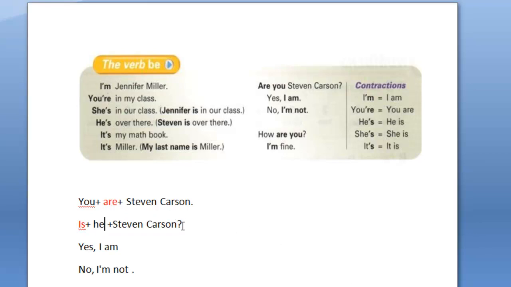Is he Stephen Carson? And in our responses, it's going to be either positive, so I'm going to have to change this for he, and I will include the verb to be for that response. So yes, he is, or no, he is not, or he isn't will be the other way to formulate this particular question. Okay, so I think that this is it for now, and I will see you in the next lecture.